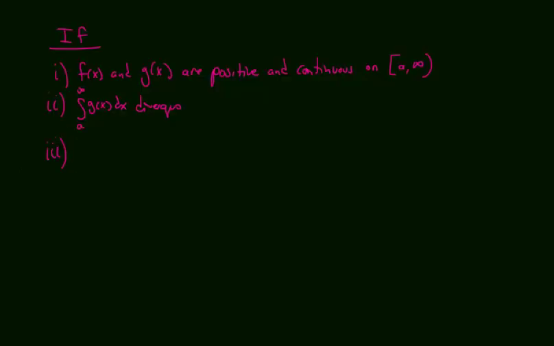All right, let's take a look at the other conclusive finish. The second version starts off similar. If 1, f of x and g of x are positive and continuous on the interval a to infinity, that's the same. And 2, the integral from a to infinity of g of x diverges. And 3, what am I going to say here? Hopefully you know that f of x is greater than or equal to g of x for all x on a to infinity. Then, what's the conclusion? The conclusion is that the integral from a to infinity of f of x dx diverges also.